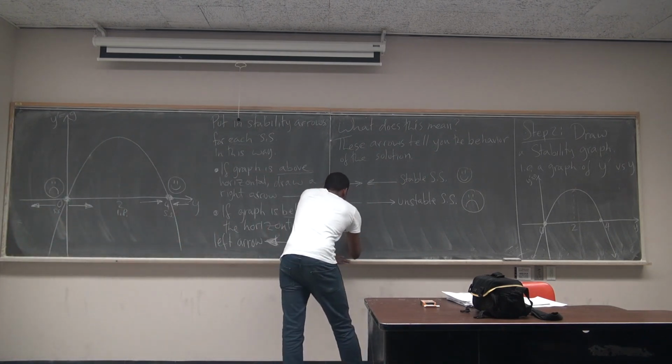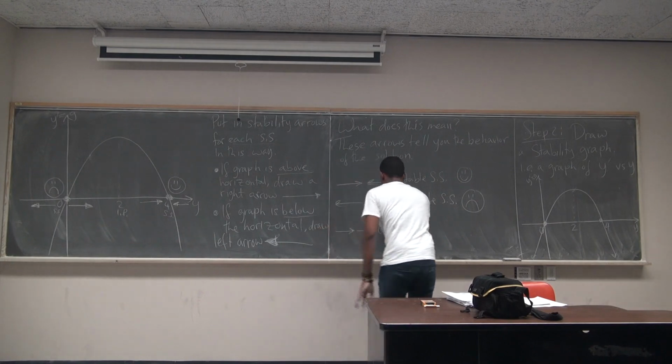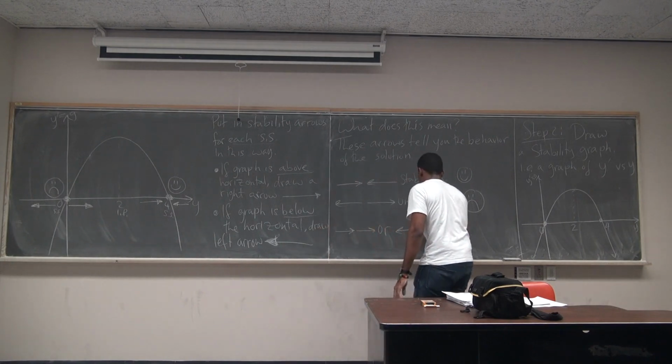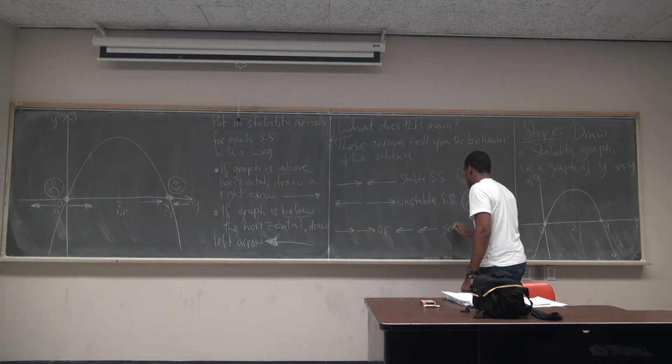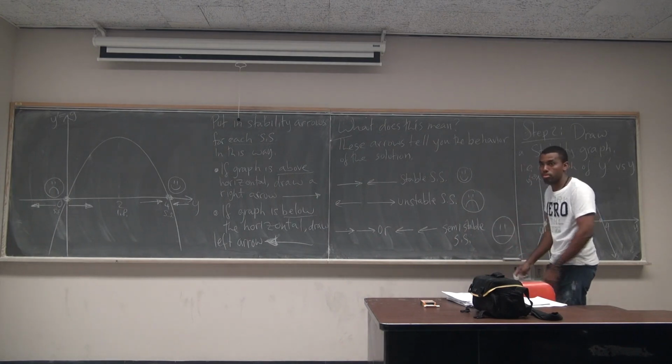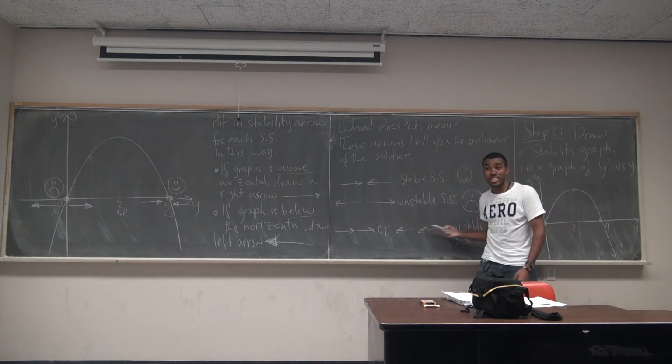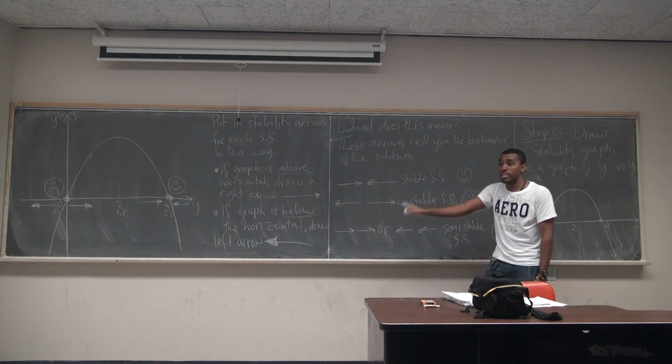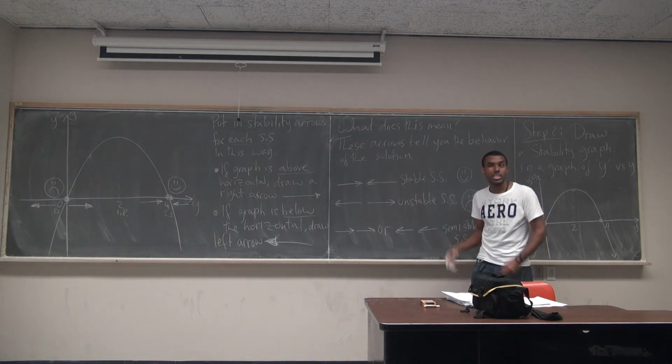There are two other situations. If your arrows point both in the same direction, that's called a semi-stable. And that one's just like meh. This means from one direction I approach that point, but if I'm on the other side, I'd run away from it. So it's half stable.